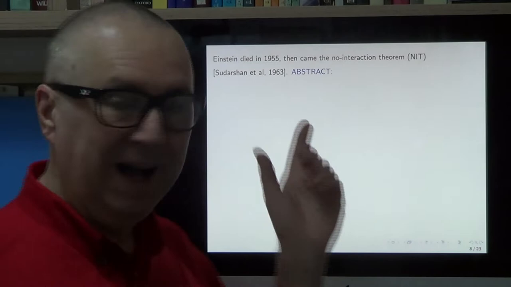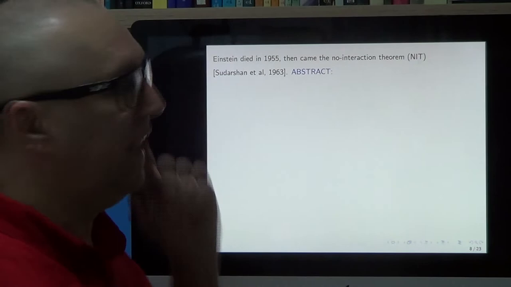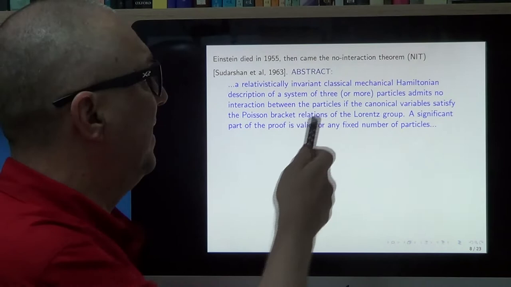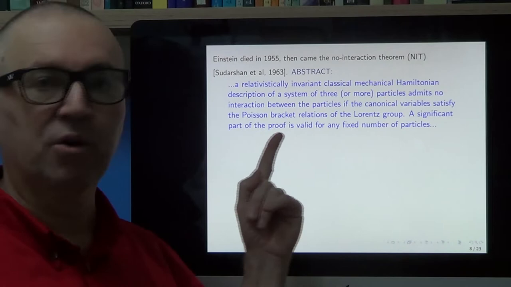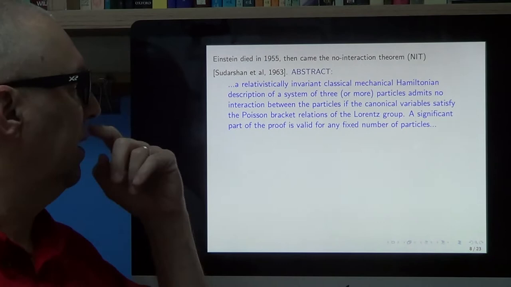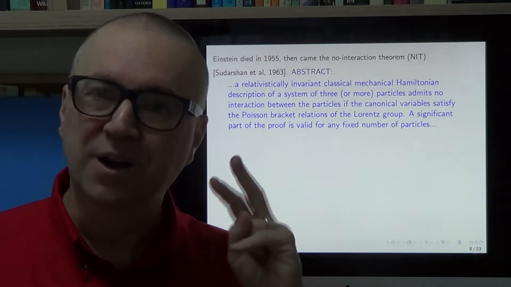Einstein died in 1955. Then came the no interaction theorem, NIT, which was proved by Sudarshan in 1963. I'll give you a bunch of references at the end. I will just read the abstract quickly. A relativistically invariant classical mechanical Hamiltonian description of a system of three or more particles admits no interaction between the particles if the canonical variables satisfy the Poisson bracket relations of the Lorentz group. A significant part of the proof is valid for any fixed number of particles, including two particles.